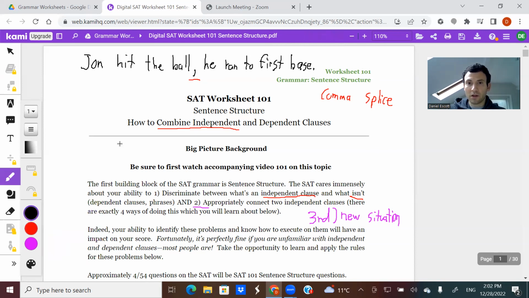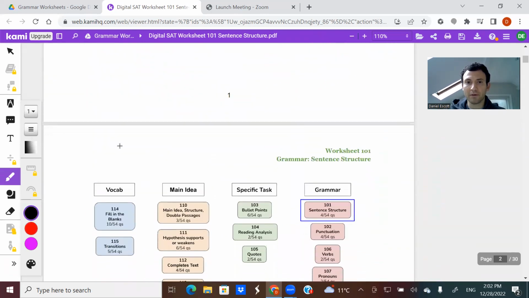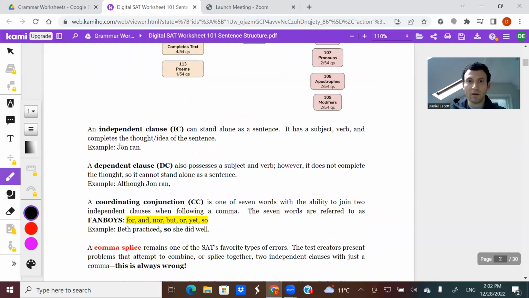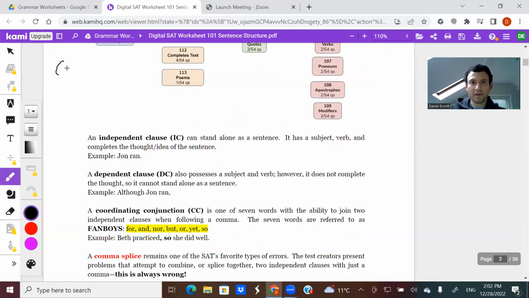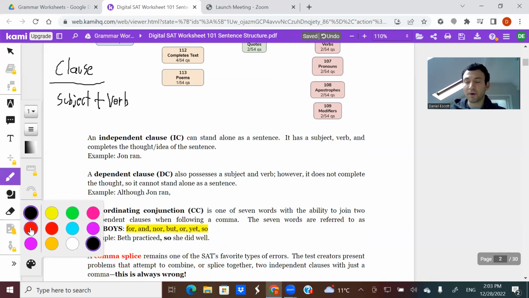So a clause itself has a subject and a verb. You're not creating any sentences without a subject and a verb. You need to have both. That's the essential backbone of any sentence. So you must have a subject and a verb. But not all clauses can you put a full stop or a period after. In other words, not all clauses are independent clauses.